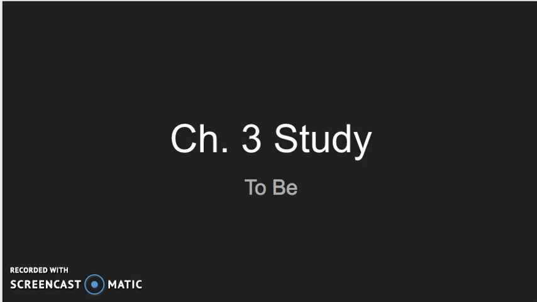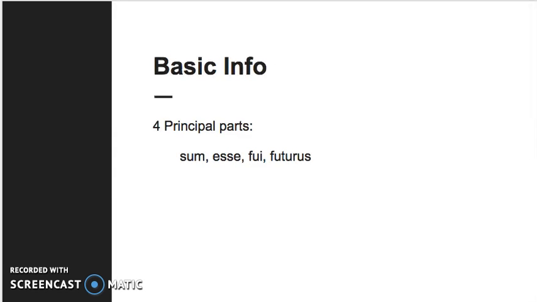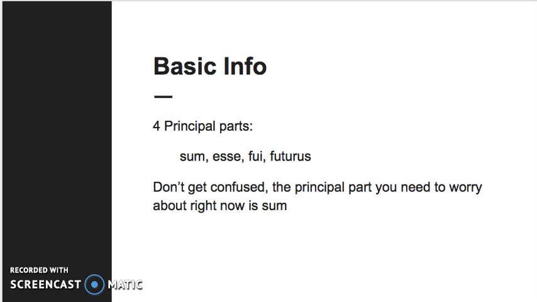The first one is on the irregular verb to be. So let's start out with some basic information. The four principal parts of this verb are sum, esse, fui, futurus. What are the four principal parts? Yes, sum, esse, fui, futurus. Now, don't get confused. The only principal part you need to worry about right now is sum. It's important that you learn the other principal parts, but we will not be using them until later.